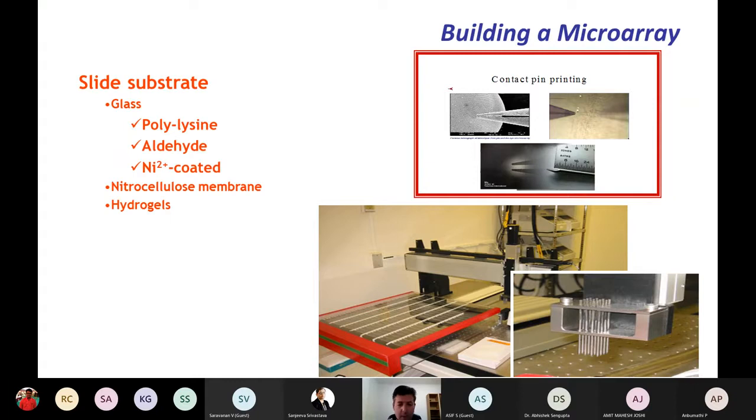But usually, if you use solid pins or reservoir pins, it's recommendable to use reservoir because it produces a more homogeneous protein microarray. Regarding the substrate that we can use for producing protein microarrays, there are multiple surfaces. They are recommended for different applications: poly-L-lysine, aldehyde, nickel-coated surface. But for protein microarrays, the nitrocellulose membrane is the most recommended because it usually preserves the three-dimensional structure of the protein on the surface of the microarray, as do hydrogels.